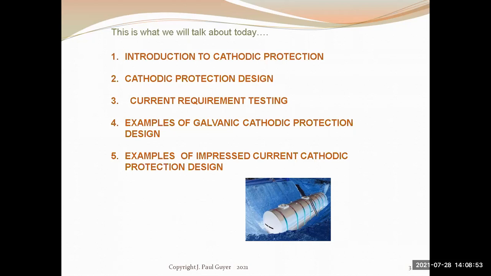Chapter three is a short chapter, but it's an important one. It's a current requirement test. And more about that later on. Chapter four, we'll get into some examples of galvanic cathodic protection design. In chapter five, time permitting, we'll get into some examples of impressed current cathodic protection design. And generally speaking, I think it's going to be fair to say that we're not going to have enough time to walk through all of these slides today, but there's some fairly good information. It's not a design guide, it's not a design manual, but it's pretty good introductory information.